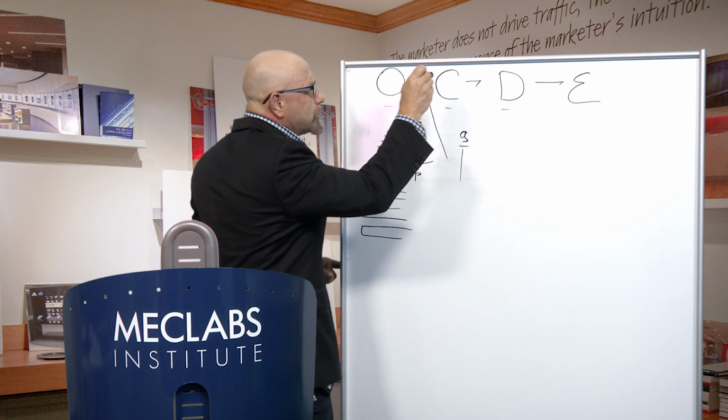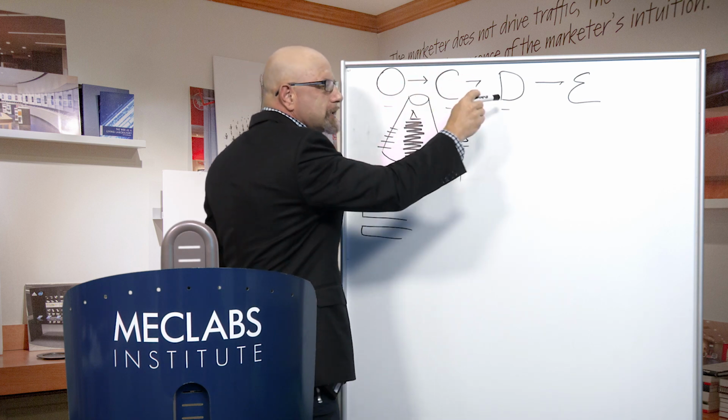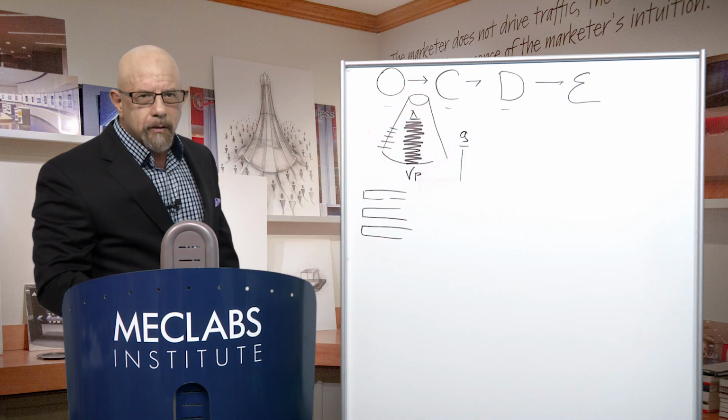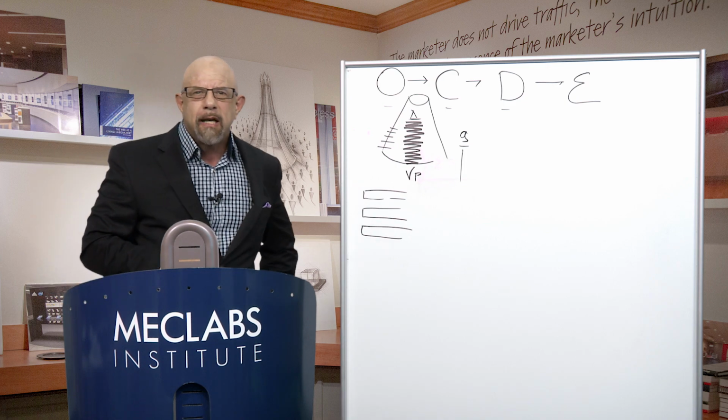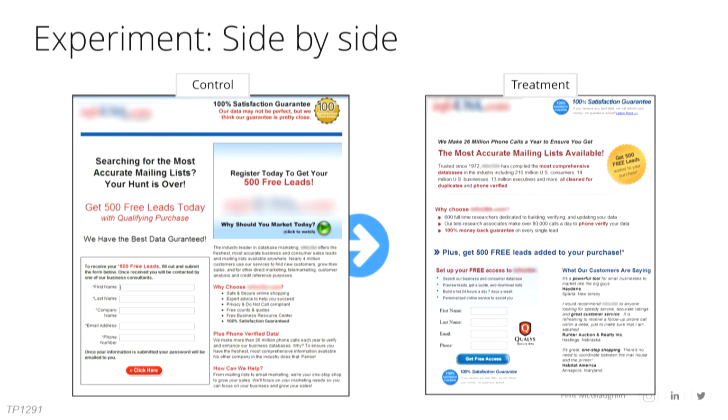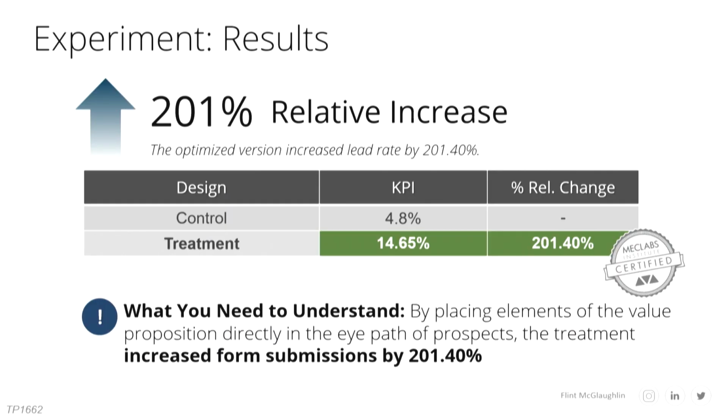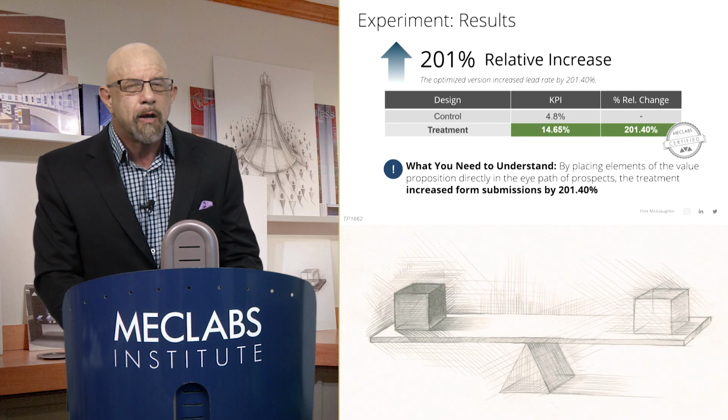O, C, D: observation, conclusion, and decision. Now we've observed something, drawn a conclusion about your value prop, made a decision to purchase some list from you. So what's the result of that? Well, here's what we found. There's the control. There's the treatment. Two different ways to present the observations, and thus two different conclusions, and thus two different decision sets, and thus a 201% increase.